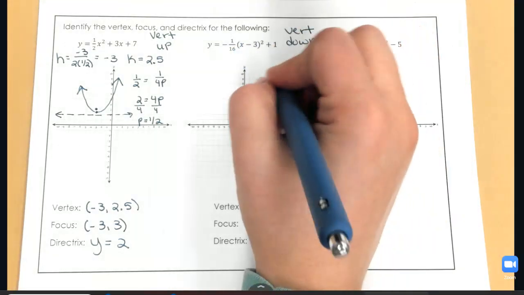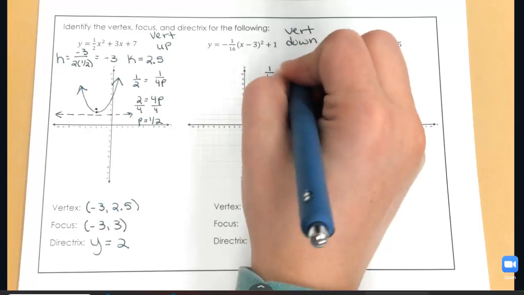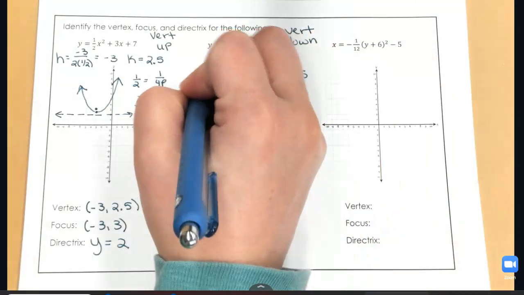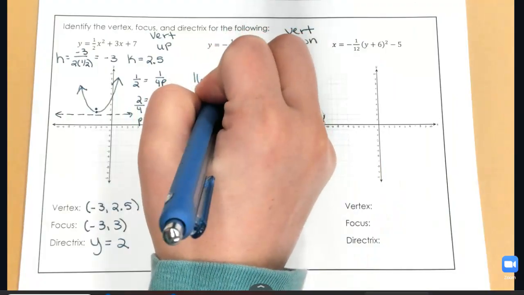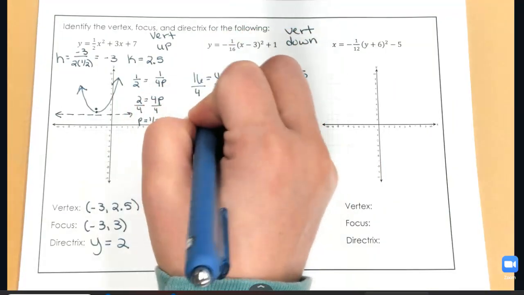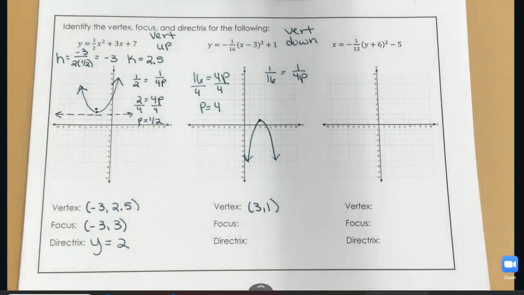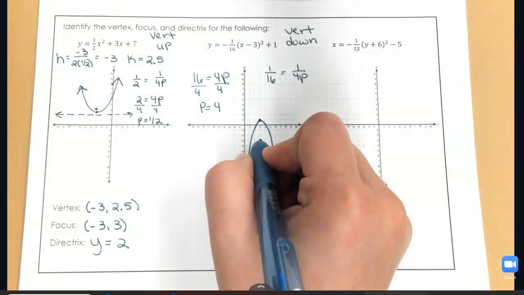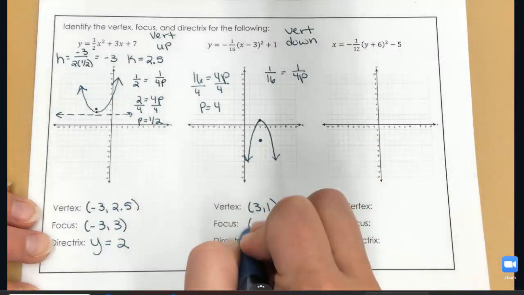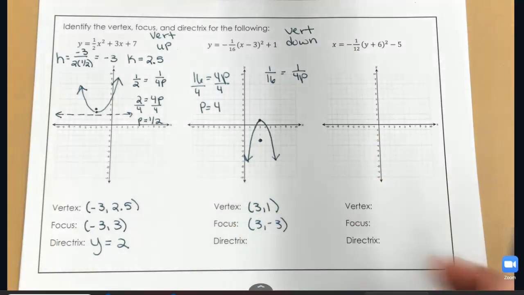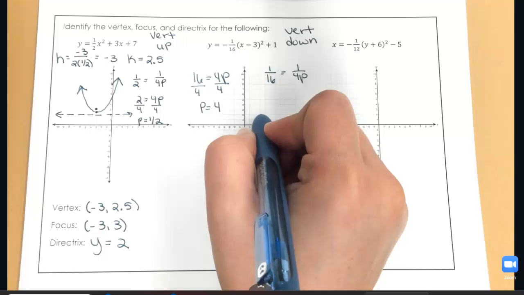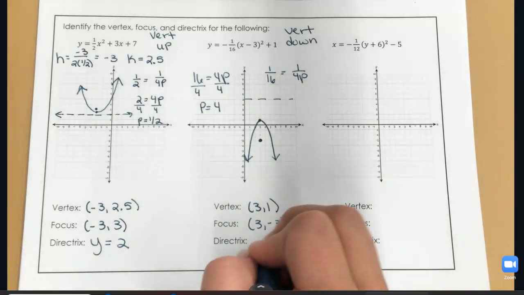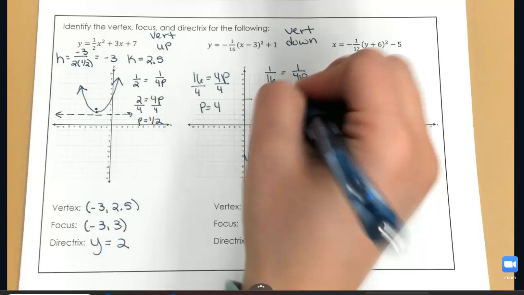So then to find that focus, I need to figure out what P is. Well, if A is 1 over 16, and that's equivalent to 1 over 4P, that means 16 is equal to 4P, so dividing both of those sides by 4, P is 4. So to find my focus, I'm going to go down 4, and that gets me the coordinates 3, negative 3. And then to find my directrix, I'm going to go up 4, and that gives me this horizontal line, Y equals 5.